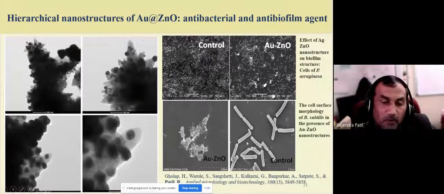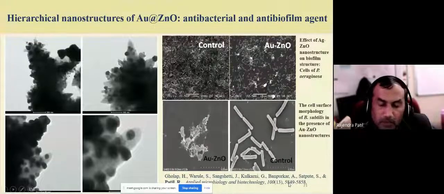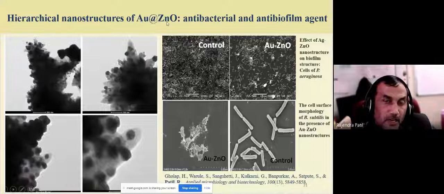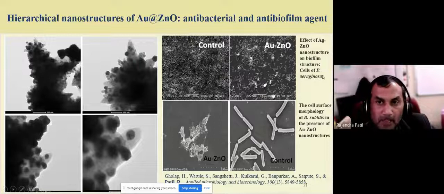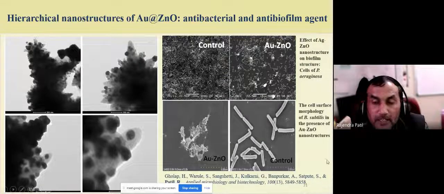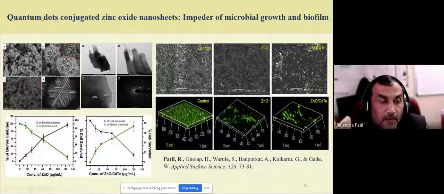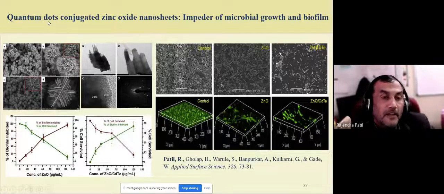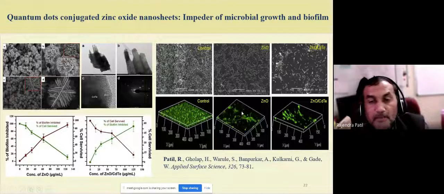In fact, there was one more work that we published way back in 2017, wherein we used zinc oxide. We fabricated gold nanoparticles on the zinc oxide nanomaterial, and we inhibited the quorum sensing ability of Pseudomonas aeruginosa. In fact, we also conjugated those zinc oxide nanomaterials with quantum dots, and we found that zinc oxide nanomaterial, when conjugated with the quantum dots, also inhibits the biofilm.